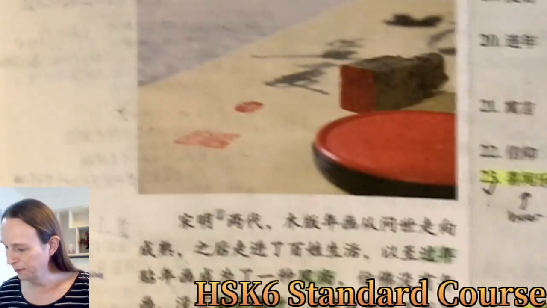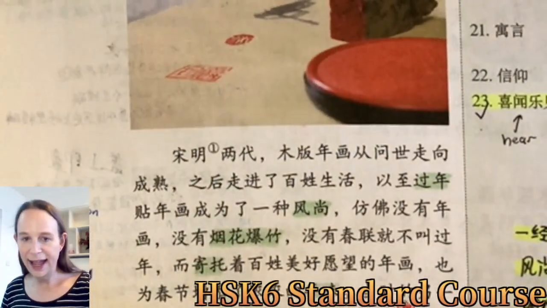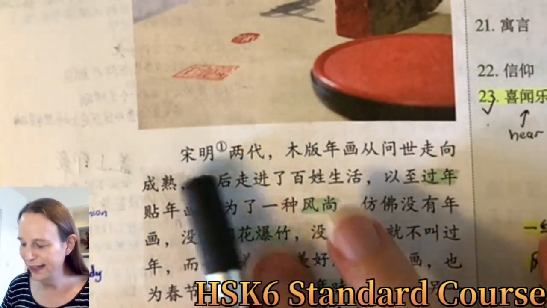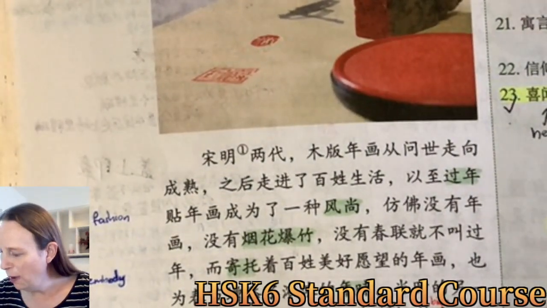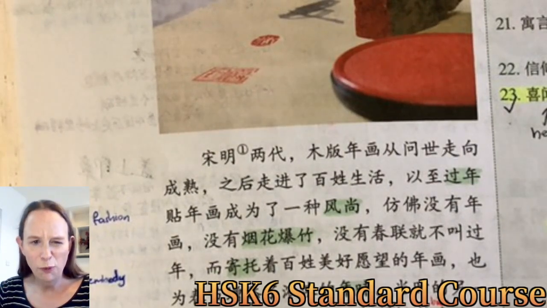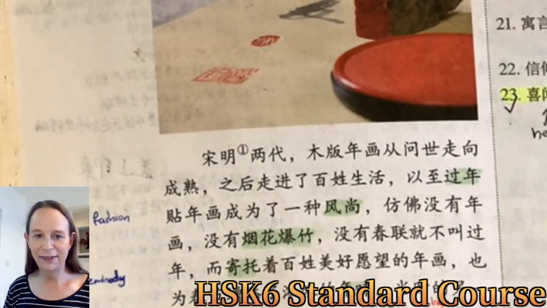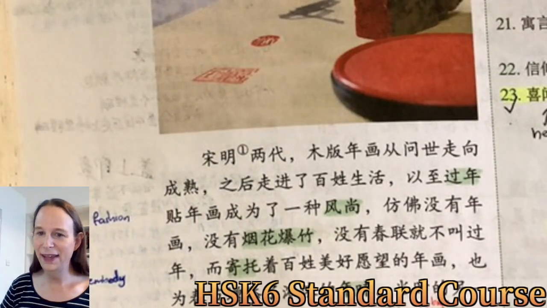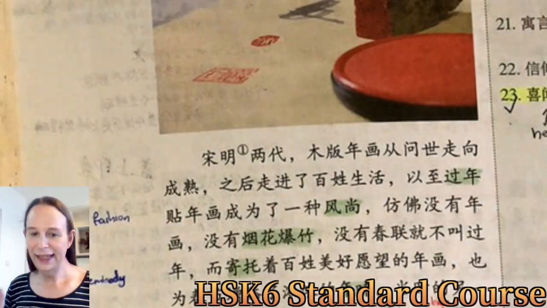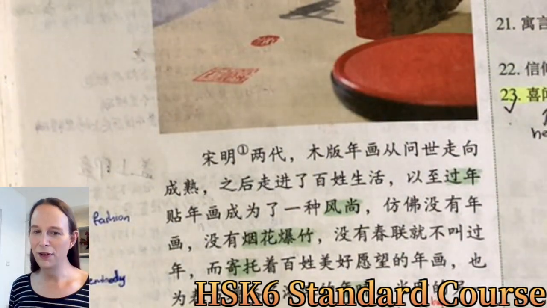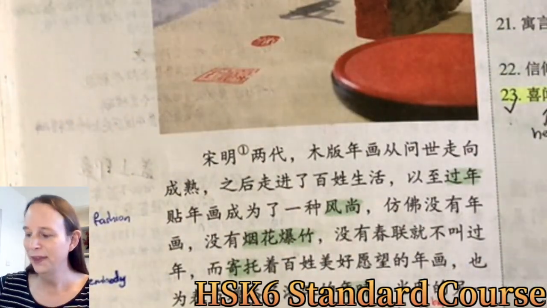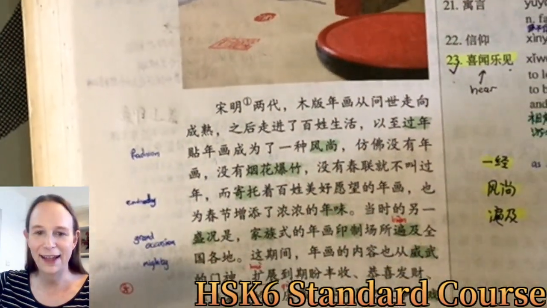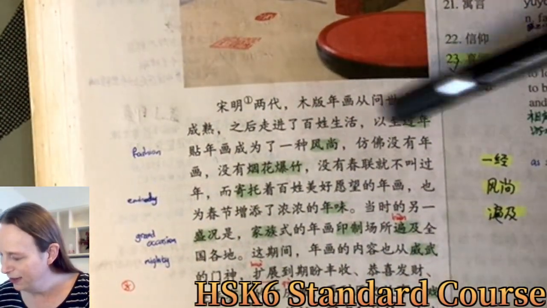All right. 宋明两代. So this is the Song Dynasty and the Ming Dynasty. 宋明两代，木板年画同时问世，走向成熟. Do you know 问世? 问世 means to hit the world. It's the first appearance. We usually talk about your novel 问世, or something like this. Like the first time everyone hears about it, learns of it.